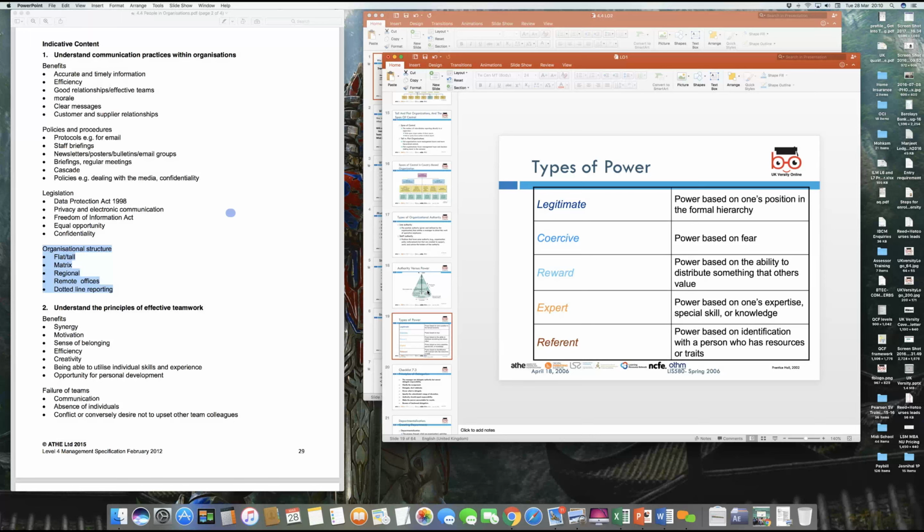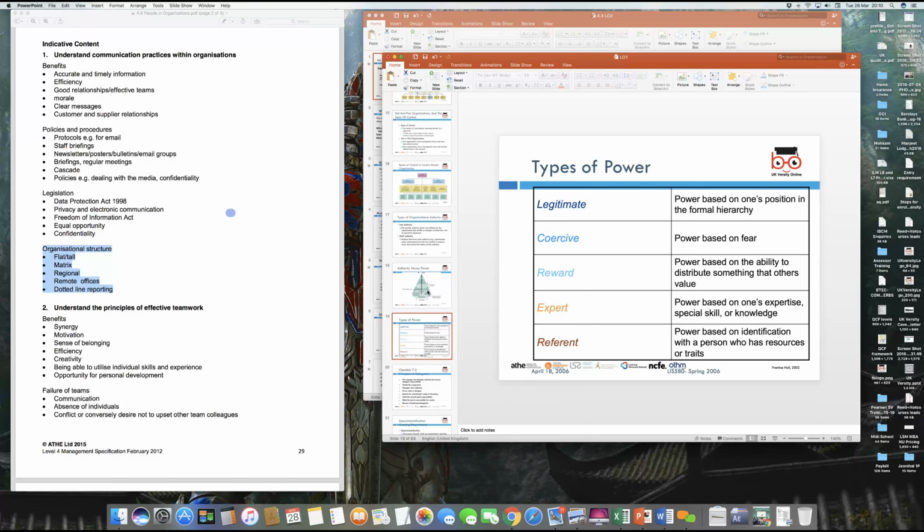Now, coercive means power is based on fear. You normally find this, for example, in the military hierarchy. So the power is based to a certain extent on fear that if you do this or that, this could happen or that could happen, or you could be reprimanded.